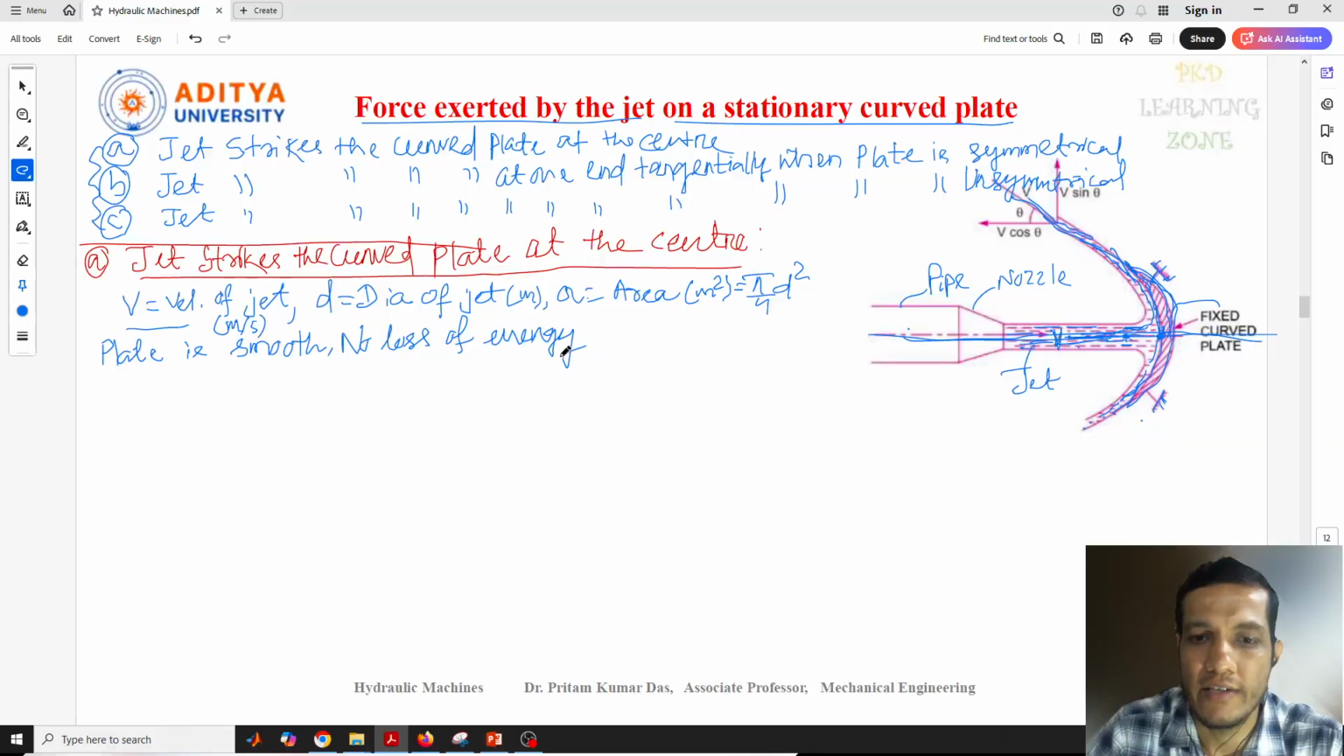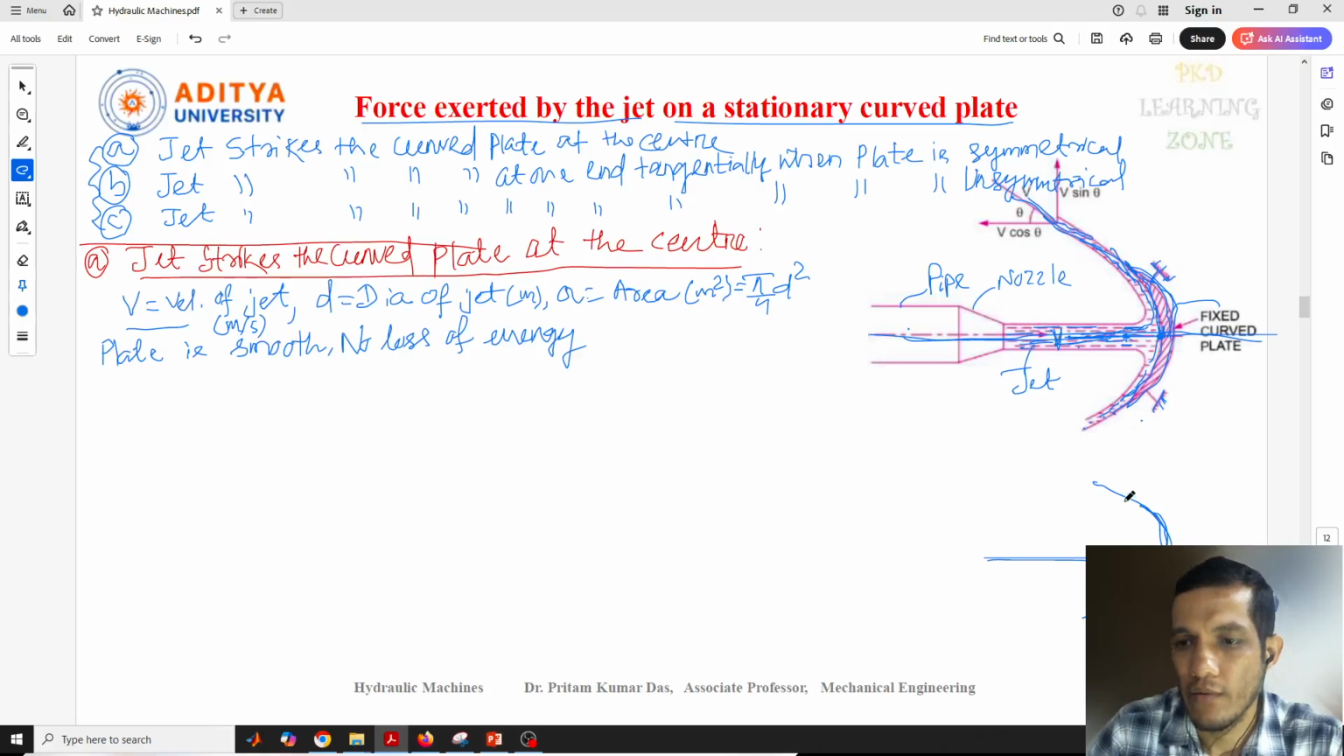No loss of energy, so due to the impact of the jet, the velocity in the tangential direction from the curved plate we can get at the outside as V. Now if you see this diagram, this is the fluid velocity, the jet velocity, and this is the curved plate, suppose. Through this curved plate, the velocity is coming out from this side and from this side, both sides.